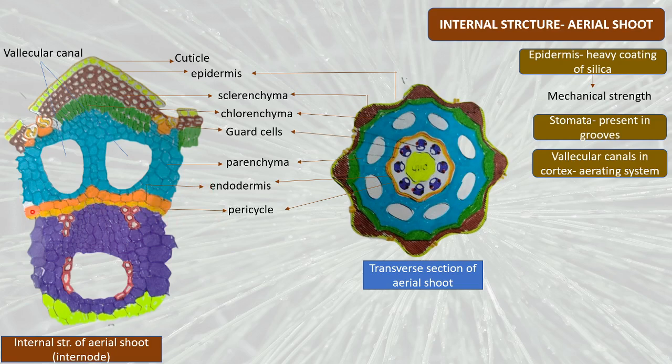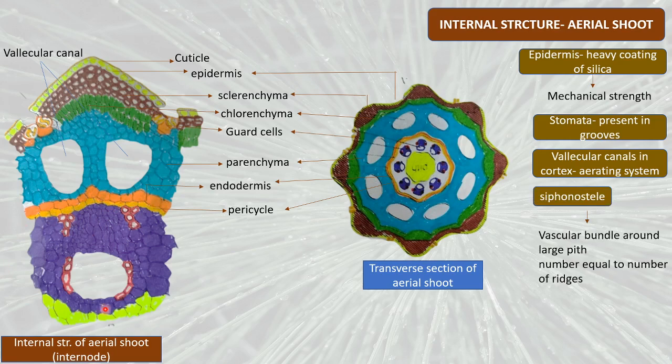Pericycle, as we know, are capable of dividing for growth, right? And then is present the stele. So this is the stellar region. The stele is siphonostele. Siphonostele means around a large pith there are vascular bundles present, and this number equals the number of ridges. So the vascular bundles that are present actually correspond to the number of ridges.